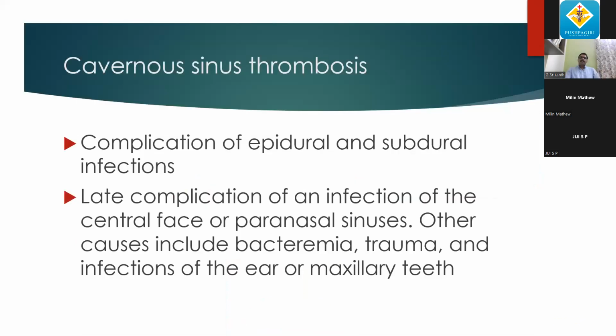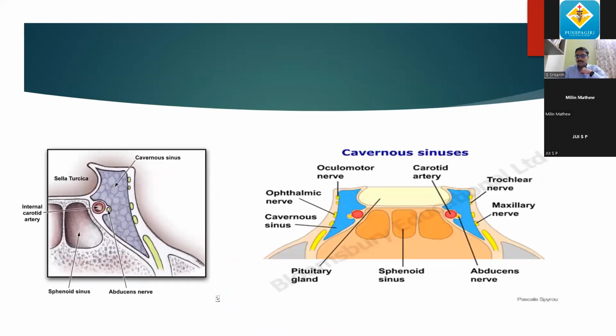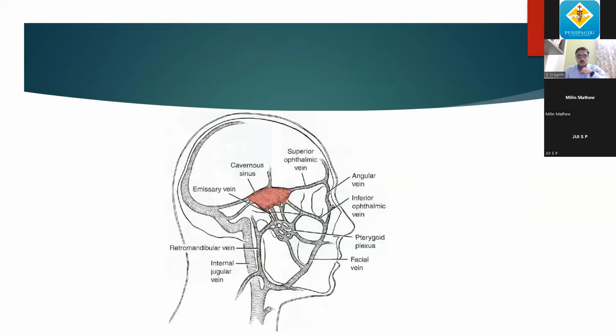The next complication is cavernous sinus thrombosis, where we will be discussing one case scenario. It is purely a complication of epidural or subdural infection, but infections from the tooth, paranasal sinuses, or the face can go to the cavernous sinus. The cavernous sinus mainly has ophthalmic components, the cranial nerves 3, 4, and 6. The internal carotid artery also passes through that sinus within the sphenoid bone. So you can see the way the infection can easily spread from the face, from the anterior spread or the posterior spread.